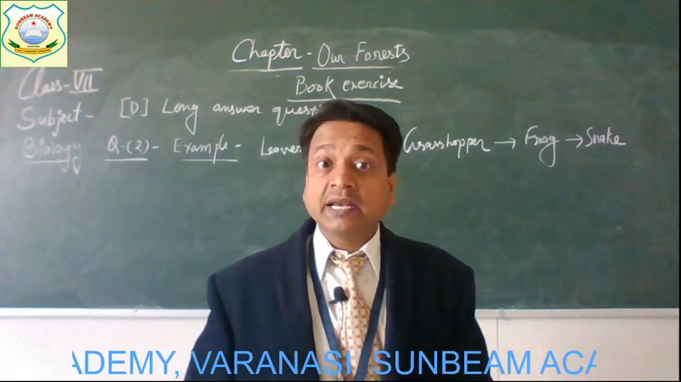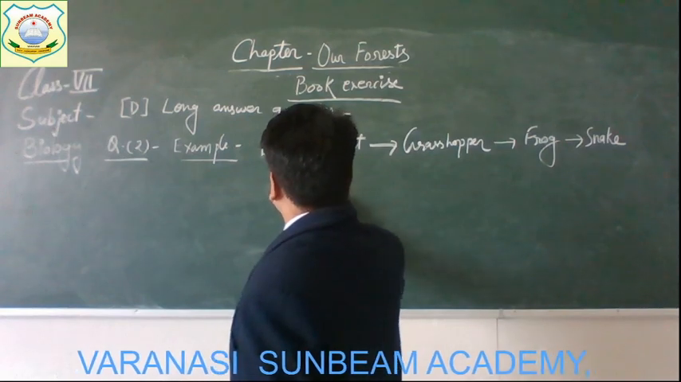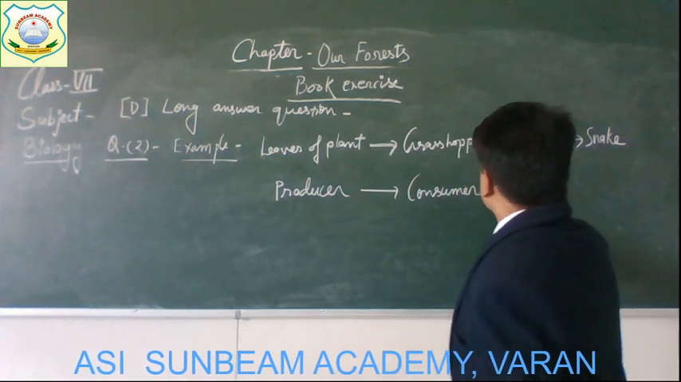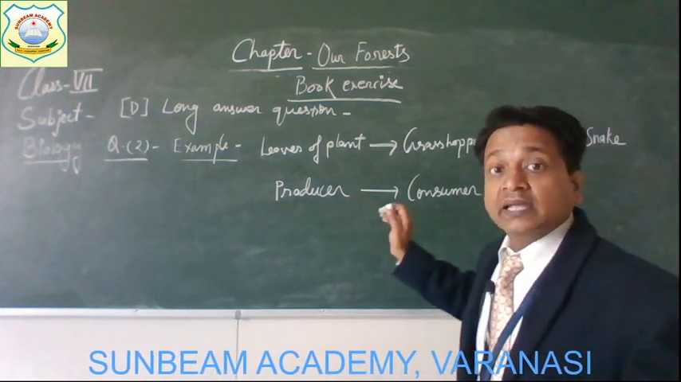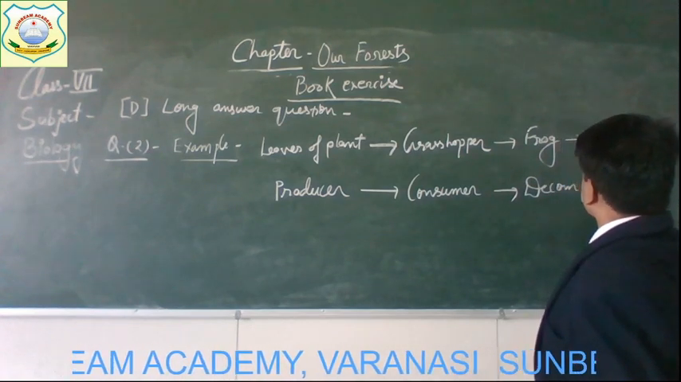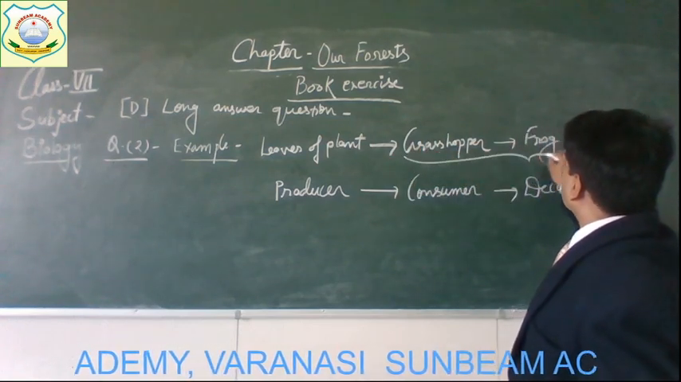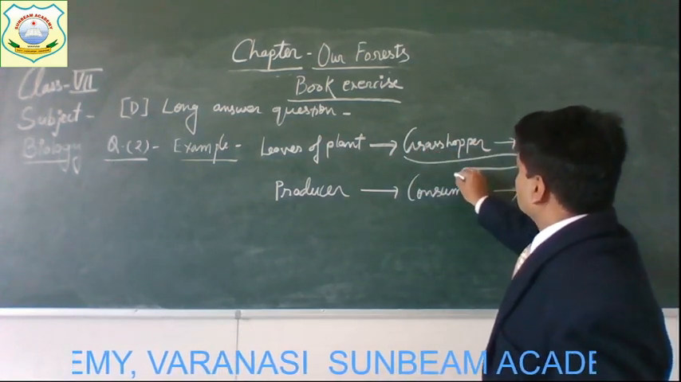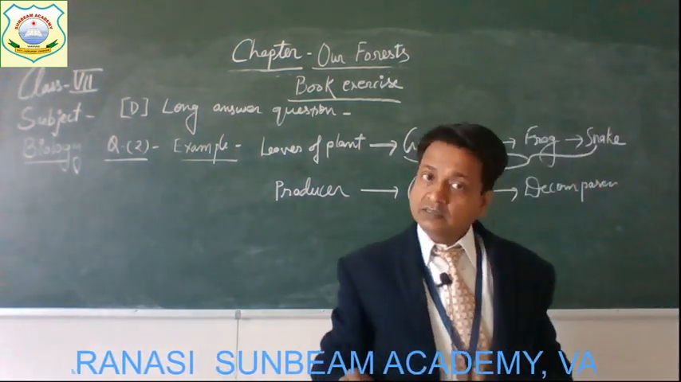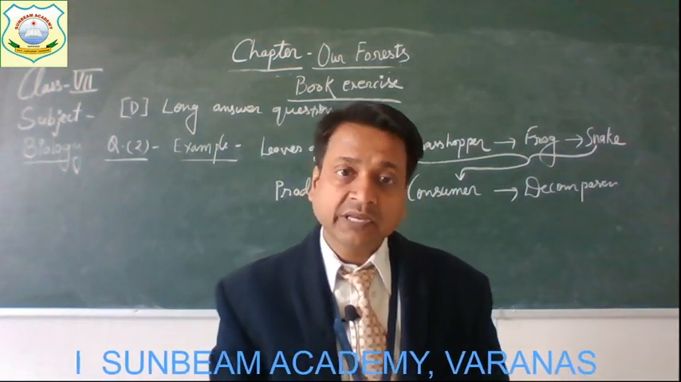Get it? Or we can also say that the relationship between producer, consumer and, yes, decomposers. So in this example, these three are the consumers: the grasshopper, frog, and snake. Alright. Now come to the next, the question number three.